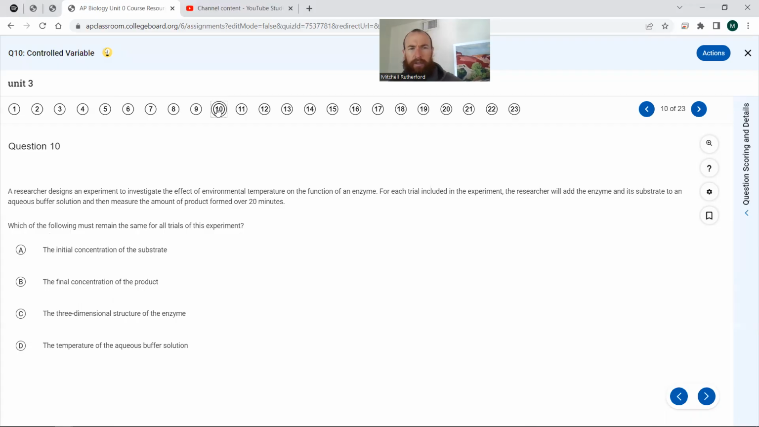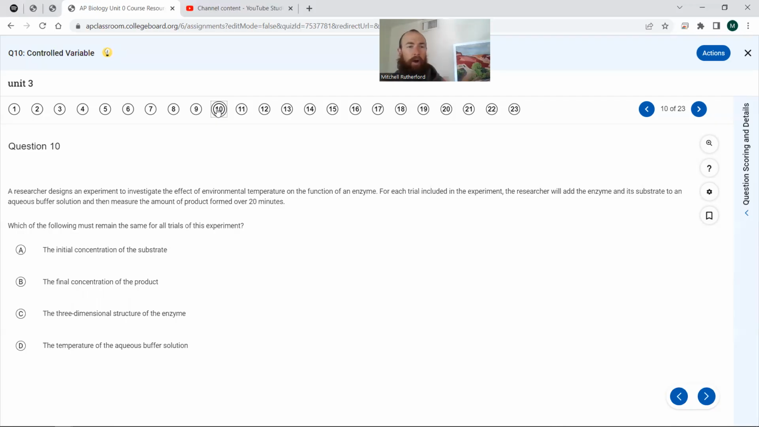The experiment is to investigate the effect of environmental temperature on the function of an enzyme. So I can imagine the independent variable is temperature. They're going to change that, and then they've got to see how the enzyme performs. The researcher will add the enzyme and its substrate to an aqueous buffer solution. And remember, enzyme, protein; substrate, small little thing that binds there, a ligand, okay? To an aqueous buffer solution. I mean, it's just fancy words. It's just in liquid. And then measure the amount of product formed over 20 minutes.